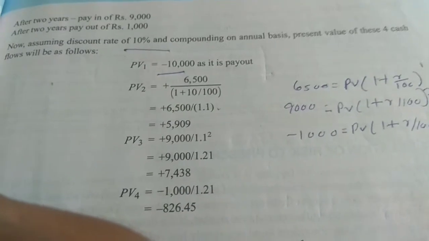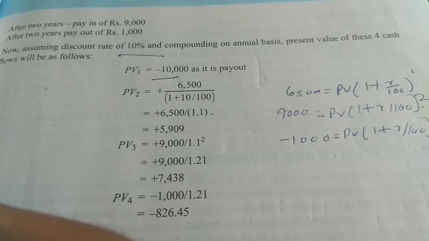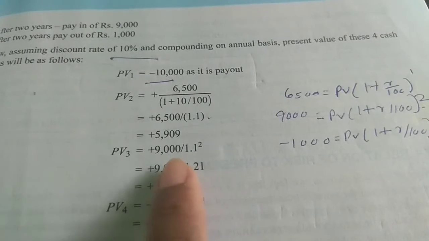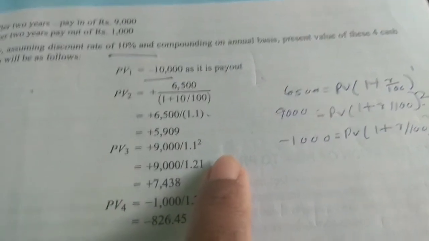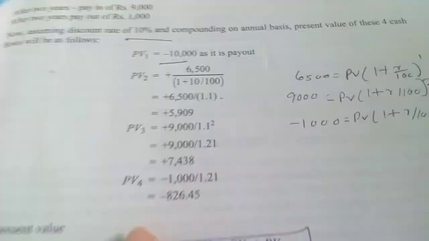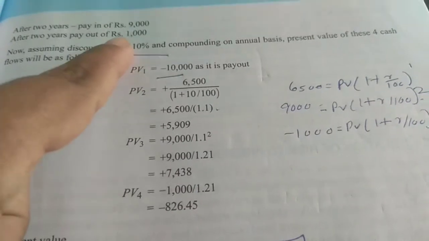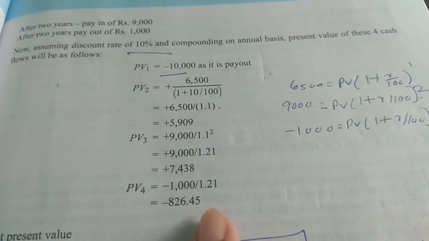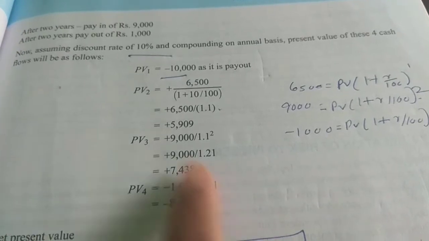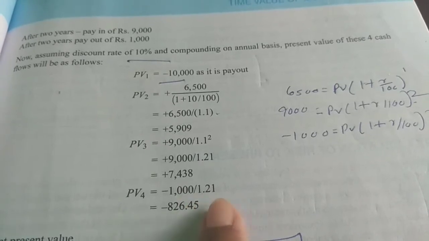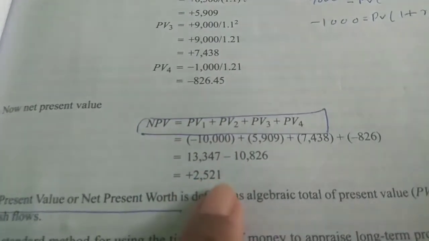Similarly, PV3 is 9,000, to be discounted with 1.1. 9,000 by 1.1 whole square, because it's for 2 years. That is, here we use the equation 9,000 into 1 by 1 plus R the whole square. Here 1,000, it's a payout, so minus 1,000 into 1 by 1 plus R the whole square, where 1.1 square is 1.21. So we get this value. We have to add all these present values to get the net present value of that company, that is 2521.